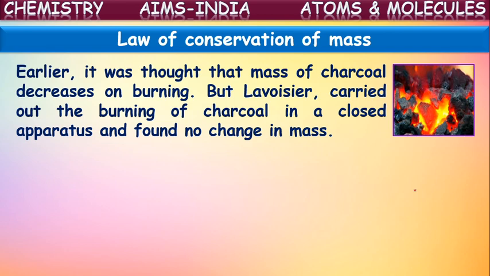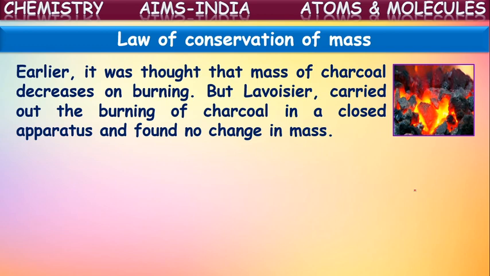Before burning, charcoal will have some mass. If you burn the charcoal, after burning, what remains? Ash remains. If you observe the mass of that ash, it will obviously be less than that of the charcoal. So in that way, people thought that the mass of chemical substances changes in a chemical reaction. For example, the mass of charcoal decreases on burning. That is what they thought at the time.